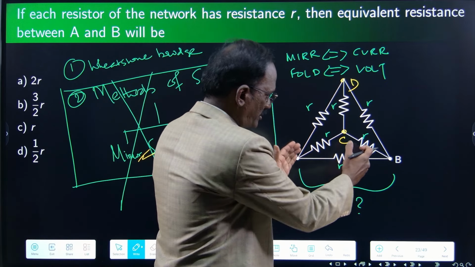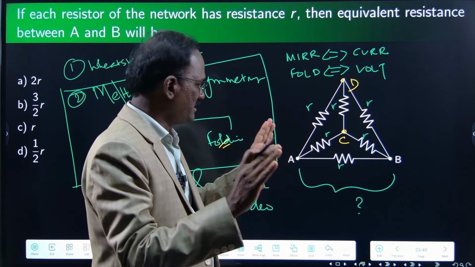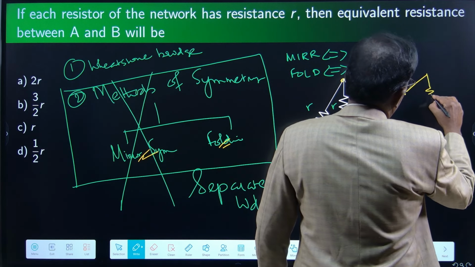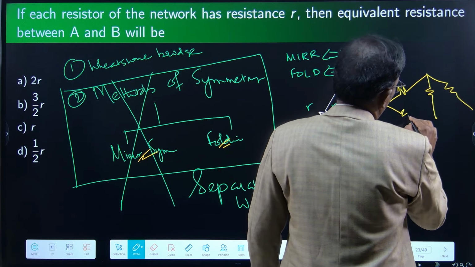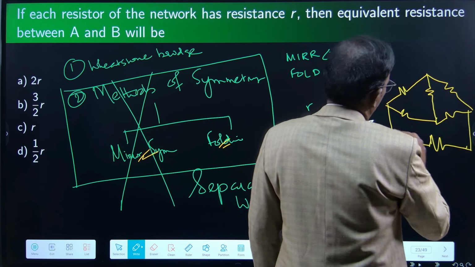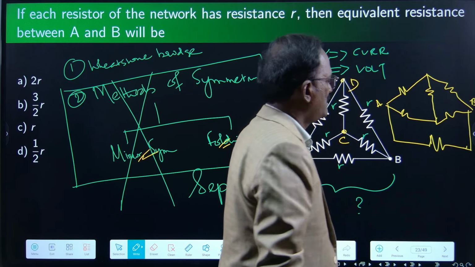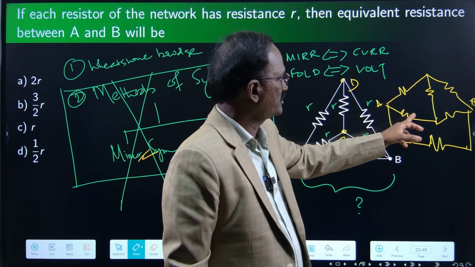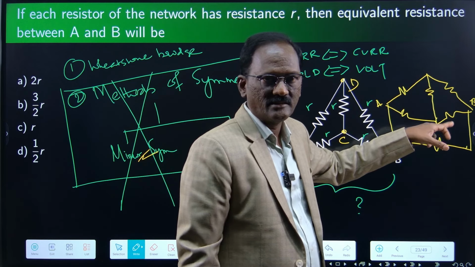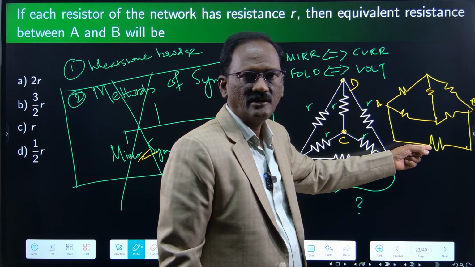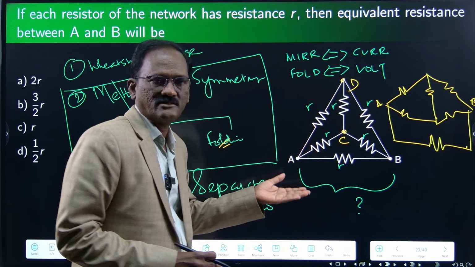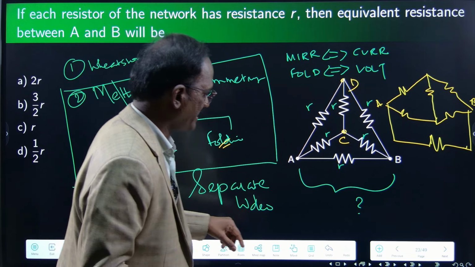First you remove the resistor between A and B, and finally you connect it. That means this is our Wheatstone bridge. Between A and B, 1, 2, 3, 4, 5. Finally, you connect the 6th resistor. After solving this upper part, it will have one value. Then you connect this resistor. Nothing wrong, so this problem can also be solved using the Wheatstone bridge concept.